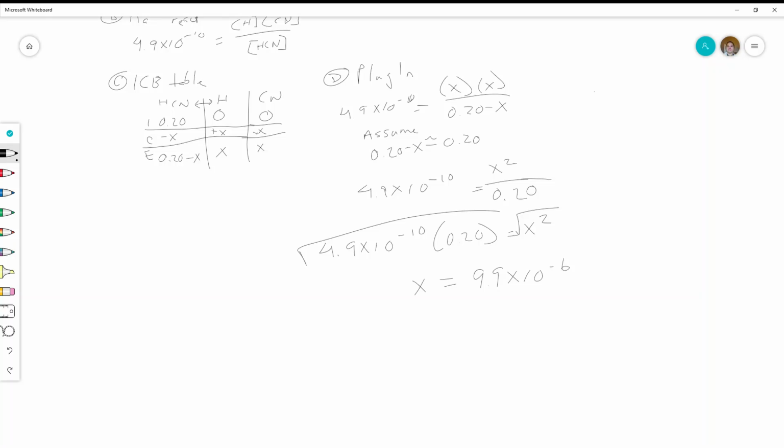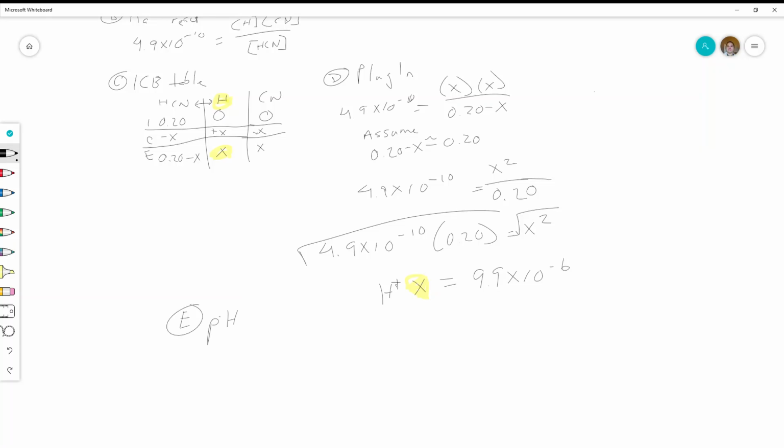Right? So if we look at our table here, we can see our hydrogen is the same as our x value, which means that this x here is also our hydrogen concentration. All right, so that means that we have our hydrogen concentration at equilibrium, so now we can go ahead and solve for our pH value, which is what the problem was originally asking.